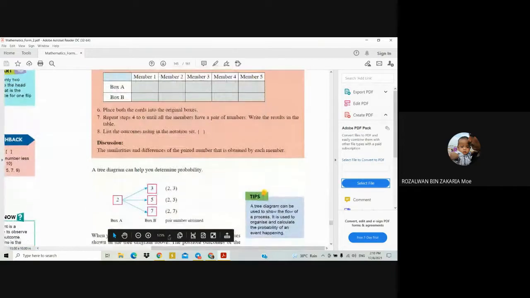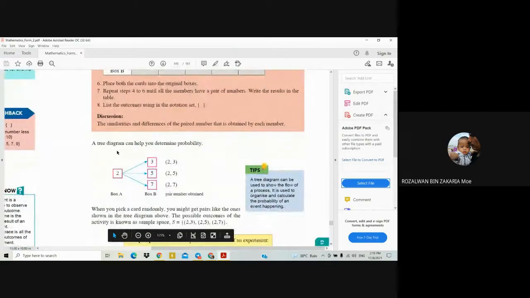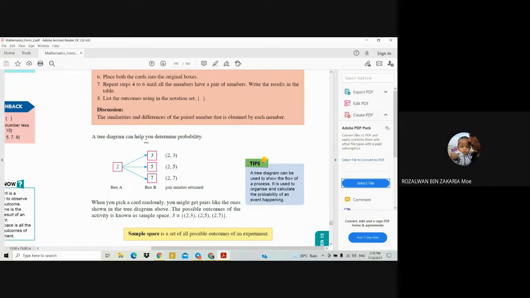Okay, all right. This one, a tree diagram can help you determine probability. Okay, so look at this one. This we call the tree diagram. So we have a box A and also box B. Inside box A, there is one card, number 2. Then inside box B, we have 3 cards: card number 3, card number 5, card number 7.